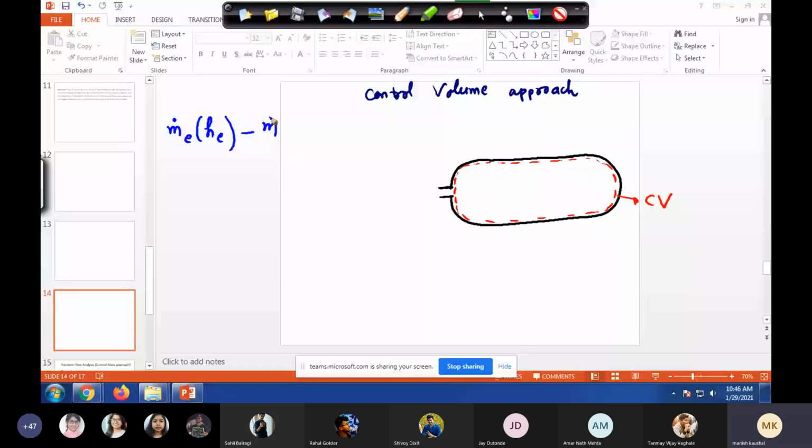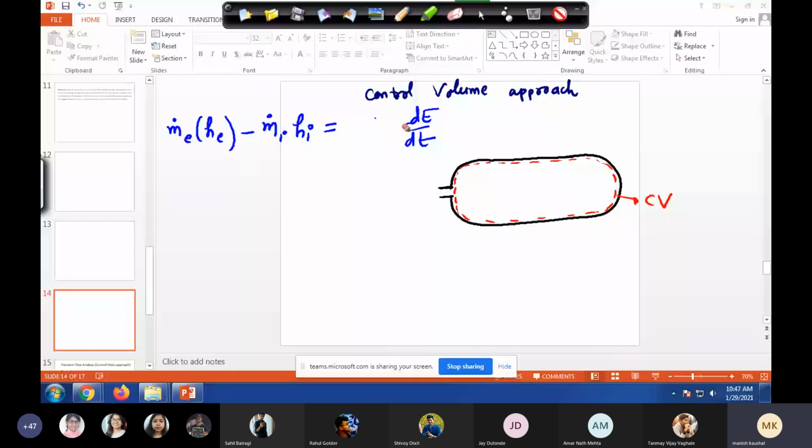m dot inlet into h inlet is equal to Q dot minus W_s dot minus d by dt. Okay, or d by dt. So if you can check, that was our equation. But there is no Q dot. Okay, no heat transfer, so this term is gone. No work transfer, there is no shaft work, nothing. So this is also gone. We have only this much.